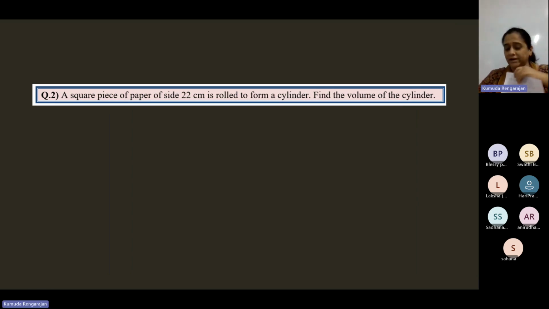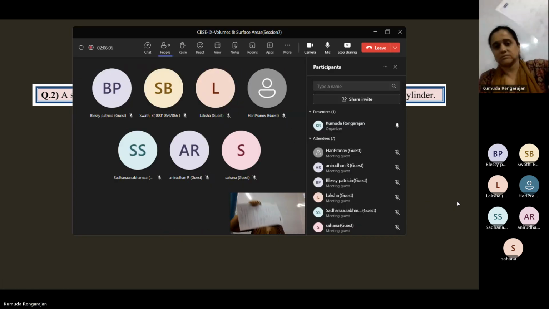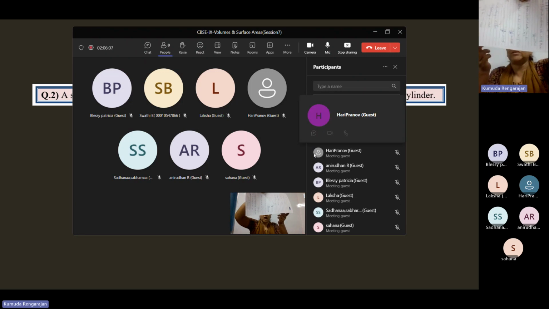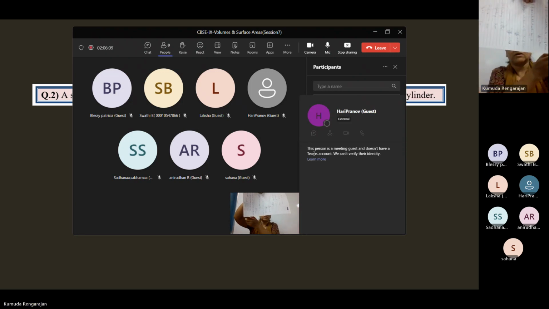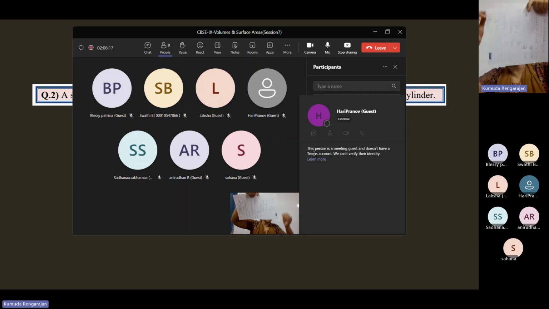So when you roll it like this, see what is... how much is this one? 22, right? And how much is the height? Height is also 22. And this one, because it's a square piece of paper, this one is also 22. This is 22, this is also 22.